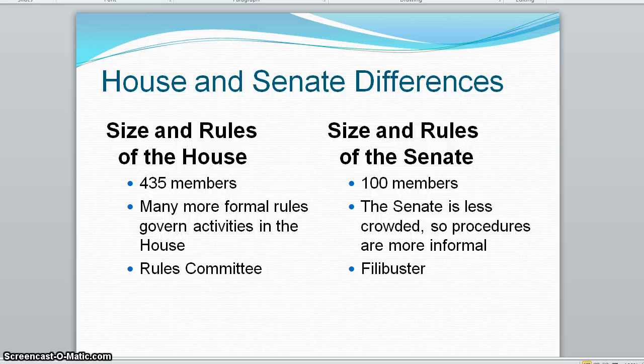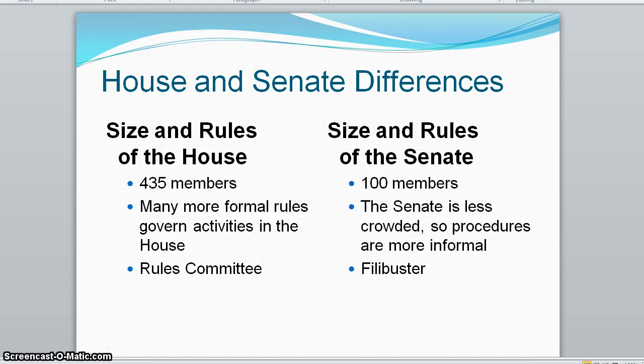Congress is composed of two different but equally important chambers, the House of Representatives and the Senate. You can see the most noticeable difference between the two houses is size. The House has 435 members, the Senate has 100. Being larger, the House has more formal rules, particularly regarding floor debate. However, the House has stricter time limits than the Senate, so it can pass legislation more quickly.